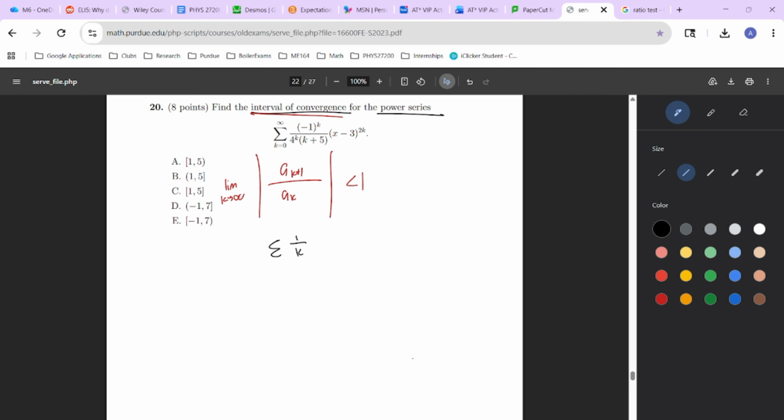However, in the case of 1 over k squared, if you visualize k squared, you can apply the ratio test to this one actually too.